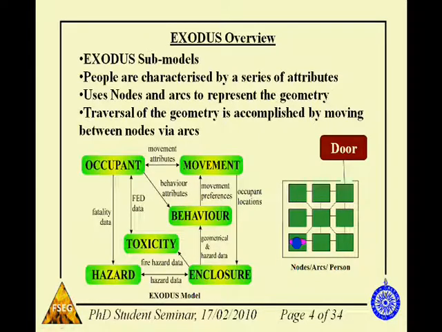People are represented as a series of attributes, and a geometry is represented by a series of nodes and arcs. You can see a simplistic picture of a geometry in the bottom right corner here, where the nodes are represented as green squares and they're connected via arcs. People traverse the geometry between nodes via the arcs. You can also see a broad overview of the conceptual submodels within Building Exodus.